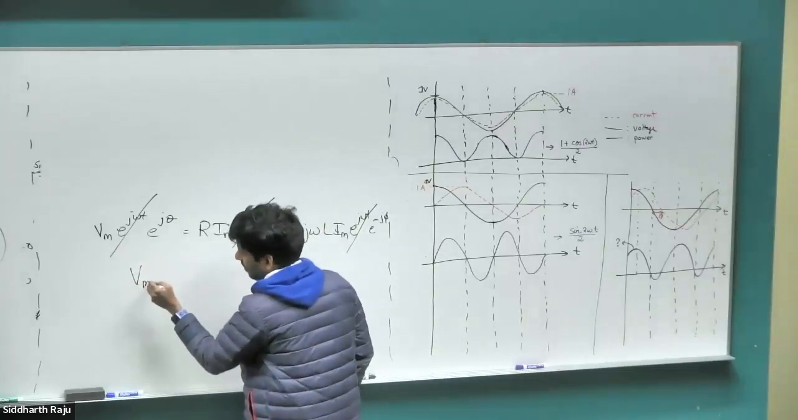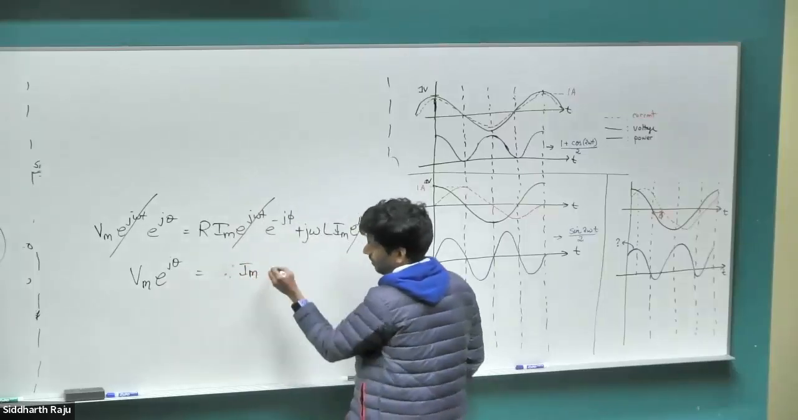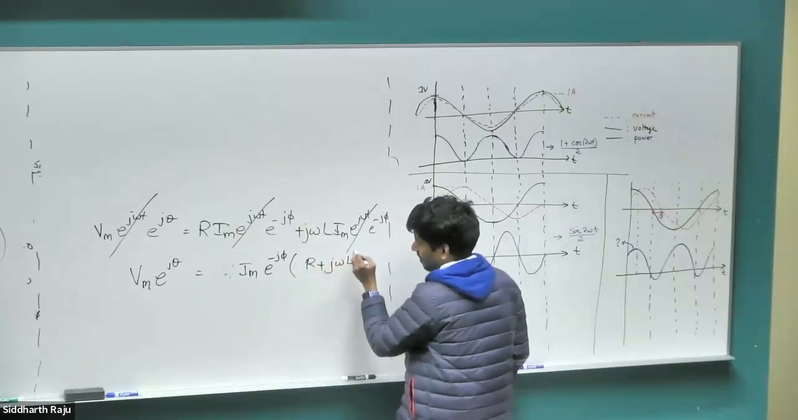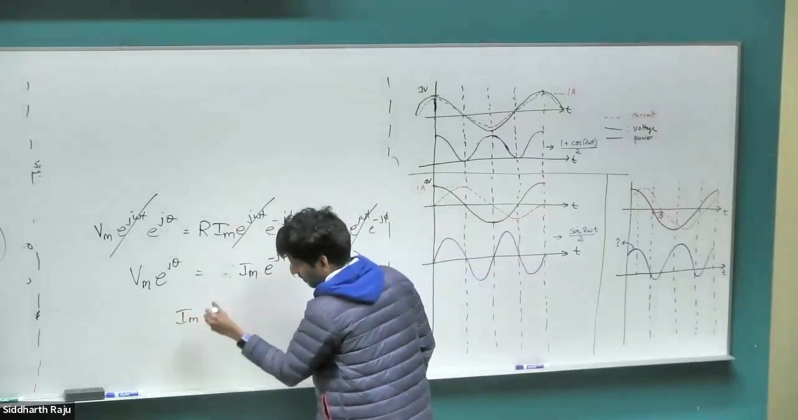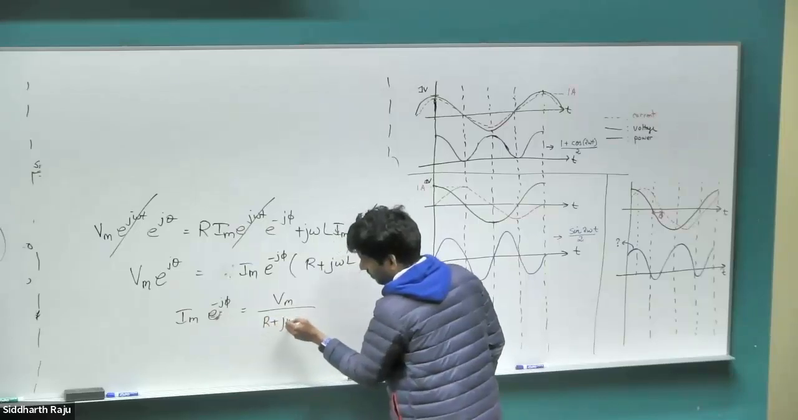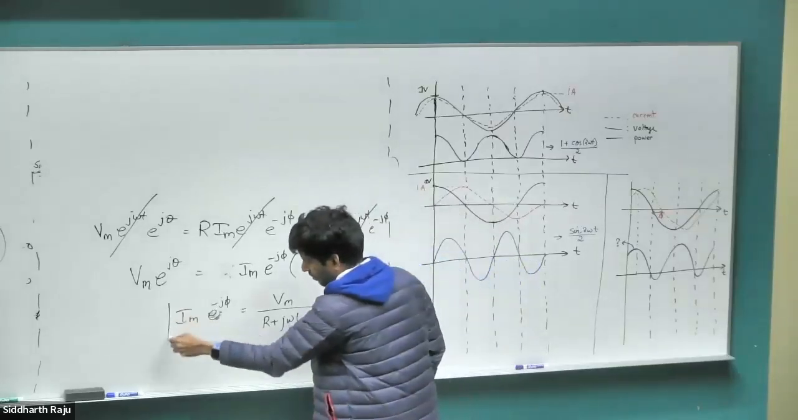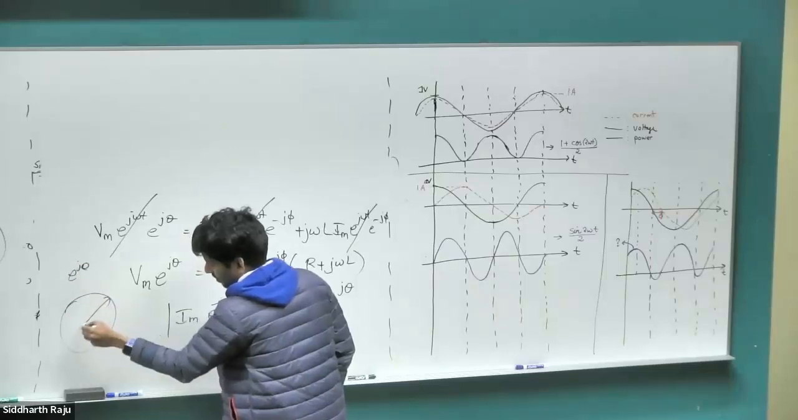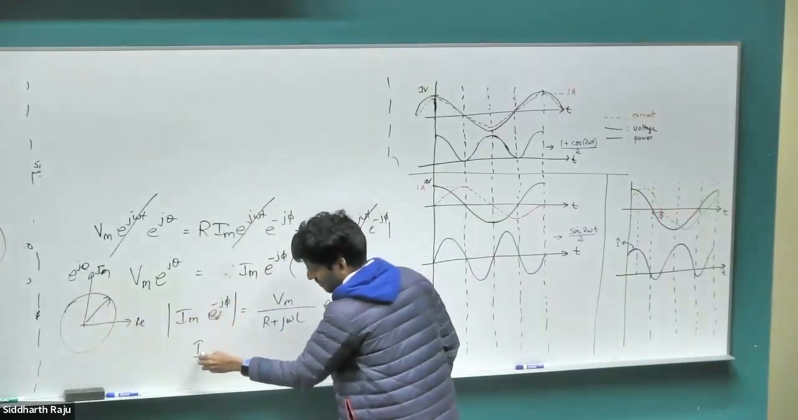So the expression that we have now is Vm e^(j theta) equal to R Im e^(minus j phi) plus j omega L Im e^(minus j phi). I can take Im common outside, so Im e^(minus j phi) times (R plus j omega L) gives Vm e^(j theta). Rewriting, Im e^(minus j phi) equals Vm divided by (R plus j omega L) times e^(j theta). So the magnitude of Im is the magnitude of this whole term. The magnitude of e to the power of any j angle is just the unit circle in the complex domain, real and imaginary, so its magnitude is unity.